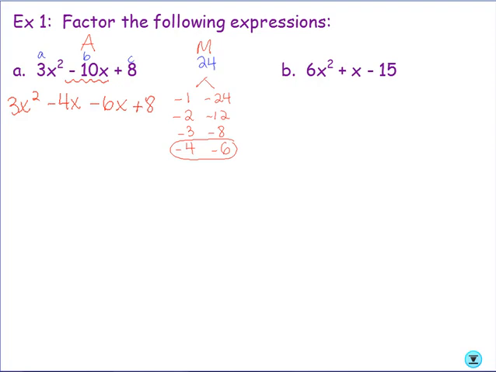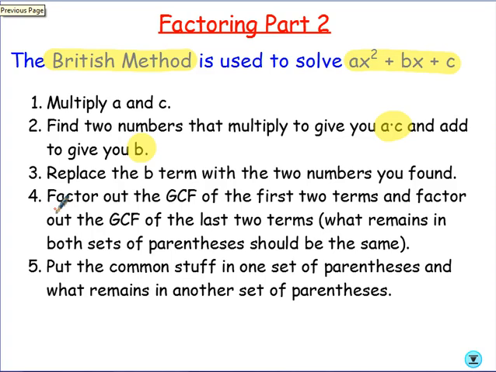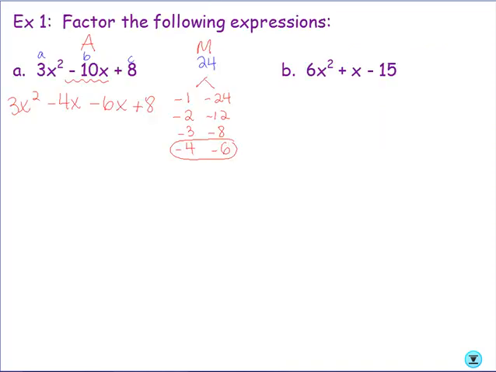Let's go back to our instructions. We're now going to factor out the GCF, that's familiar, of the first two terms and factor out the GCF of the last two terms. In other words, we're splitting our problem in half. And I'm literally going to do that. I'm going to take my pencil and I'm going to draw a line down the middle.